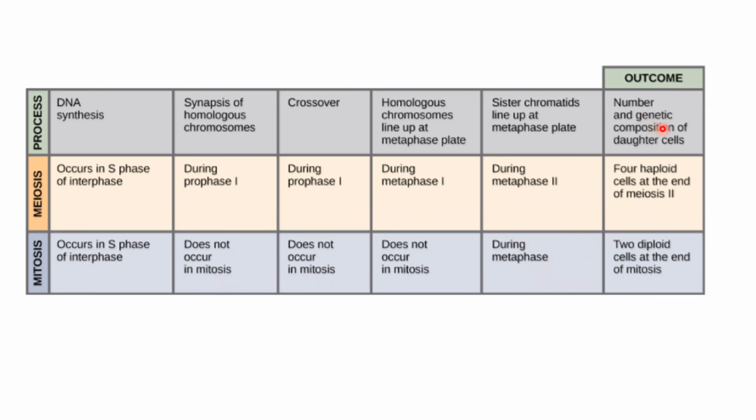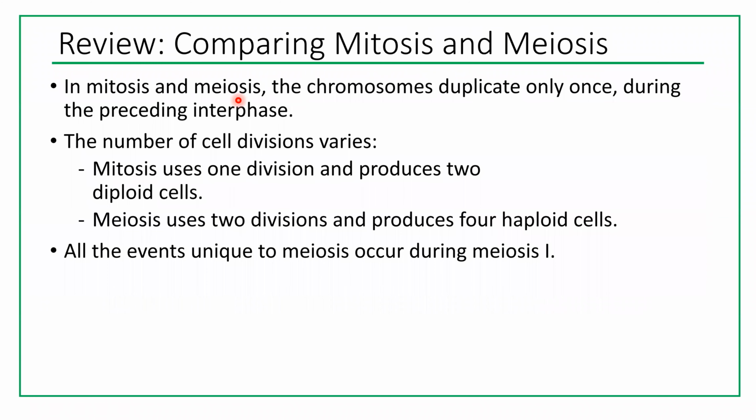And the number and genetic composition of daughter cells: 4 haploid cells at the end of meiosis 2 and 2 diploid cells at the end of mitosis. So in mitosis and meiosis, the chromosomes duplicate only once during the preceding interphase. The number of cell divisions varies. Mitosis uses 1 division and produces 2 diploid cells, and meiosis uses 2 divisions and produces 4 haploid cells. All the events unique to meiosis occur during meiosis 1.